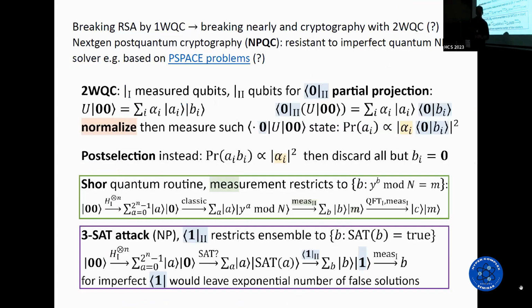Okay, so here is the same. Here is Shor's algorithm, where we prepare all inputs, calculate a classical function, and measure this classical function, which makes a restriction. Then we make a Fourier transform to get this period, which gives a hint to our problem. And here is the same, but for example, here we can have the verifier and we try to enforce it to 1, so that this ensemble has only solutions to our problems.